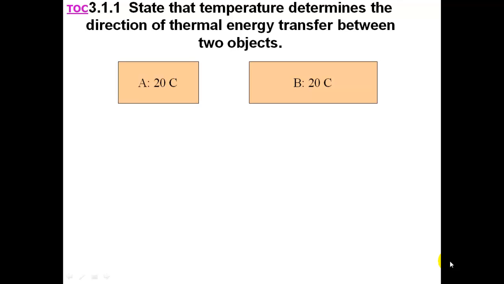State that temperature determines the direction of thermal energy transfer between two objects. We have object A and object B, both at 20 degrees. There will be a transfer of thermal energy from A to B, and there will be a transfer of thermal energy from B to A. These will be in opposite directions, and the rate of energy transfer will be the same.